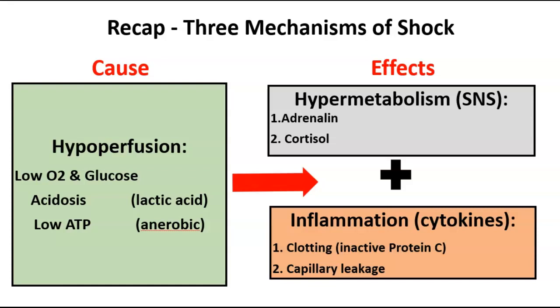So to recap, the cause of shock is hypoperfusion, low oxygen and glucose, which leads to acidosis and low ATP. And the effect is the sympathetic nervous system releases adrenaline and cortisol, and then the cytokines promote inflammation. So these are both parallel, happening at the same time, but they are not the same process.